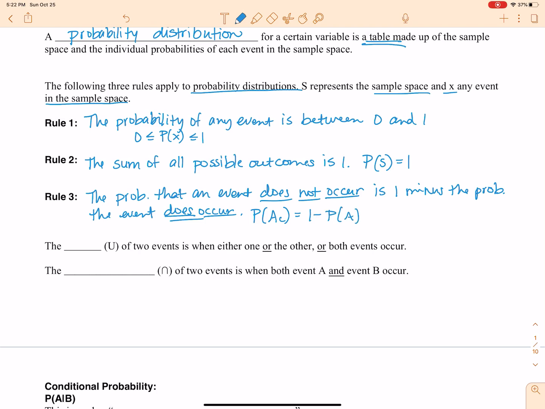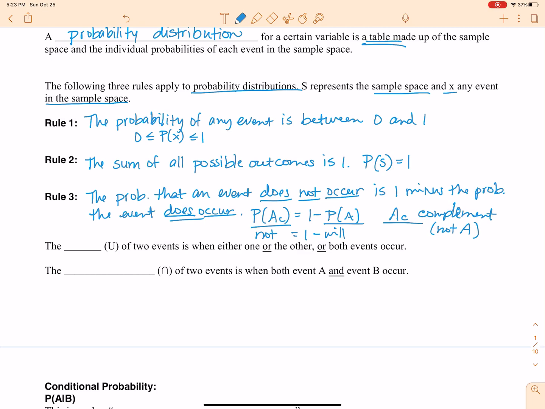What does that mean? Well, A sub C is the complement. The complement just means the opposite of something happening. So the probability of A complement is the probability of not A. So the probability of A complement is 1 minus the probability it will happen. So the probability of not equals 1 minus the probability it will. Okay, that is what that means.